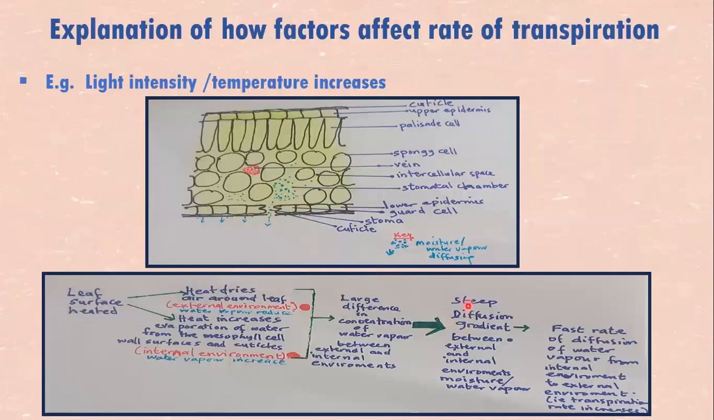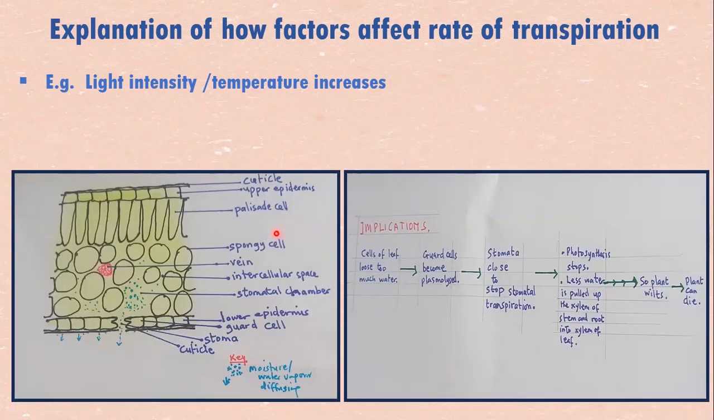The steep diffusion gradient will lead to fast rate of diffusion of water vapor out of the leaf, and that is transpiration. Now, in explaining how factors affect transpiration, one will always have to note this point: steep diffusion gradient and then fast rates of diffusion.